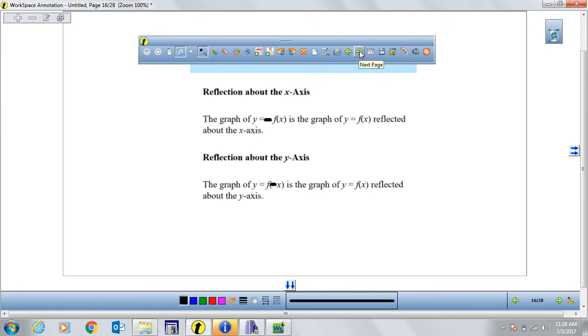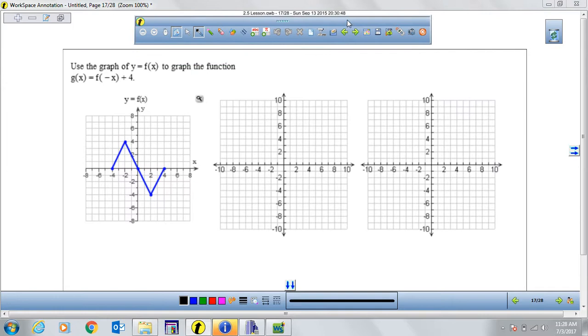Now let's answer the following questions. Use the graph of f of x to graph the function g of x equals f of -x plus 4.